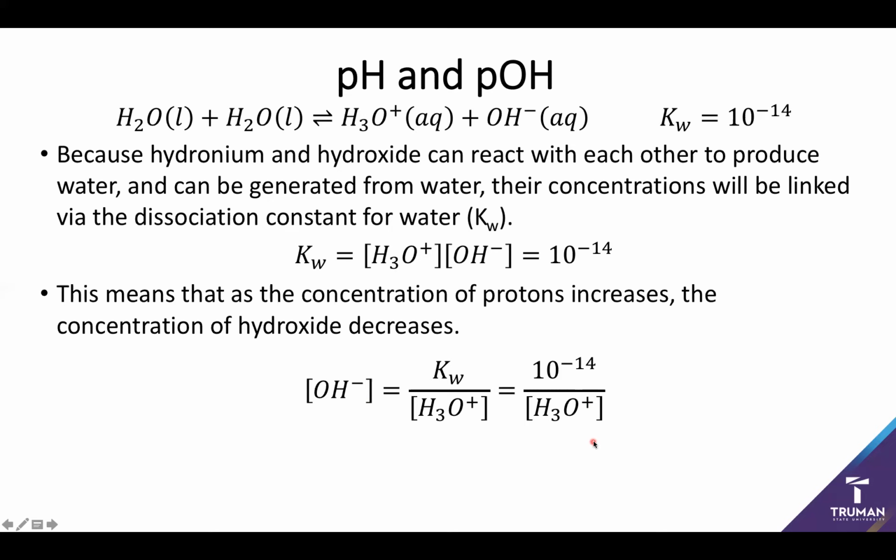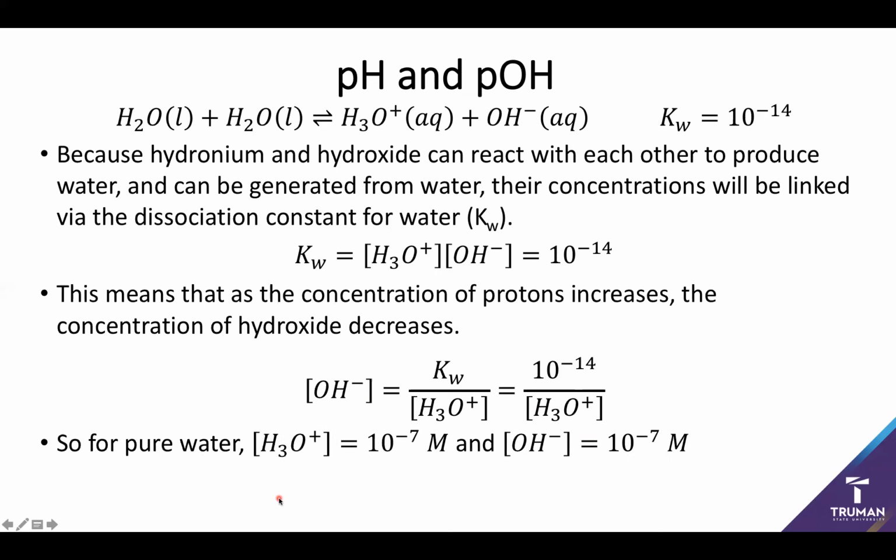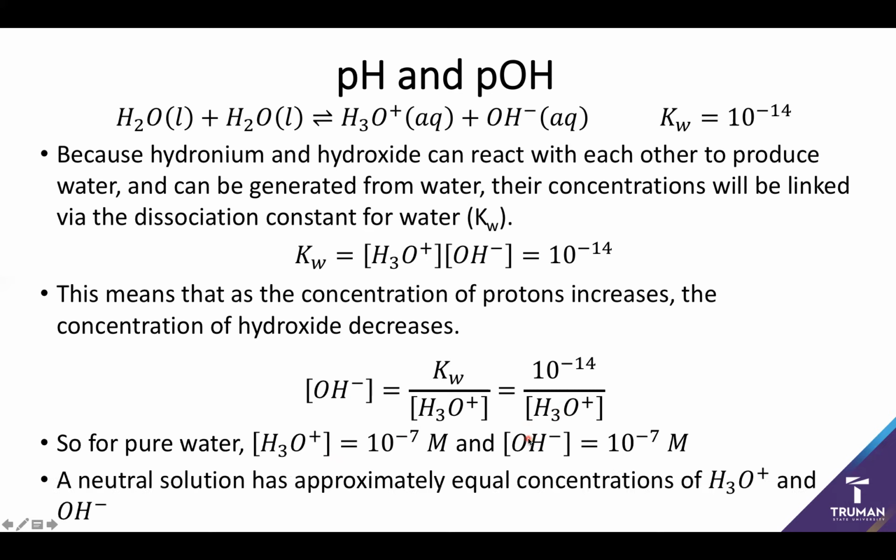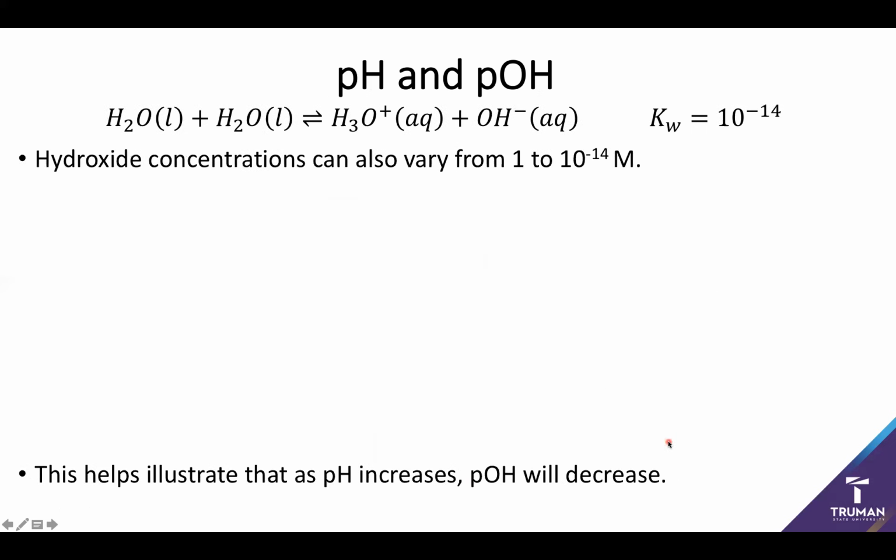Now, if we're looking at something like pure water, it has a very special concentration. If I've got pure water, the hydronium concentration is going to be 10 to the negative 7th. And then 10 to the negative 14th divided by 10 to the negative 7th is 10 to the negative 7th. So if I've got pure water, I have equal amounts of hydronium and hydroxide. This is what we call a neutral solution, where we've got about the same amount of acid and base, specifically hydronium and hydroxide. We can also do this in the p notation, where the pH would be 7. And so this is why we say a pH of 7 is neutral.